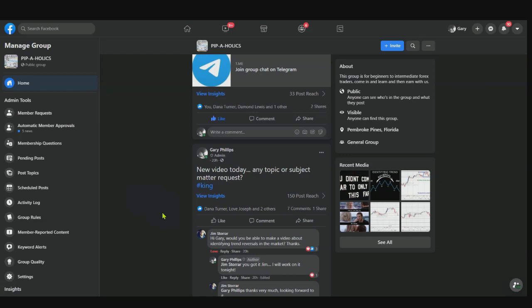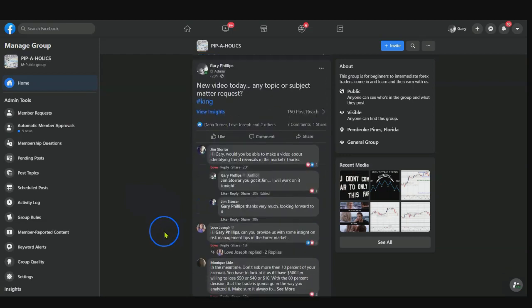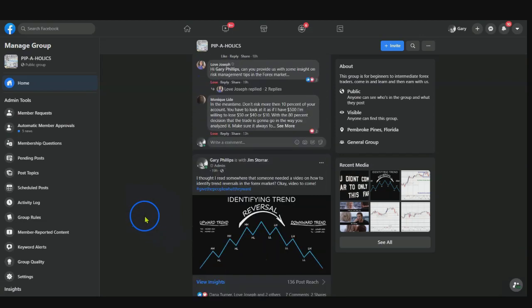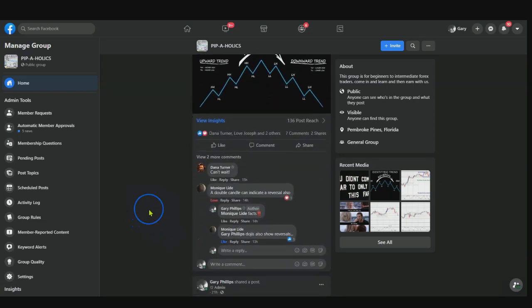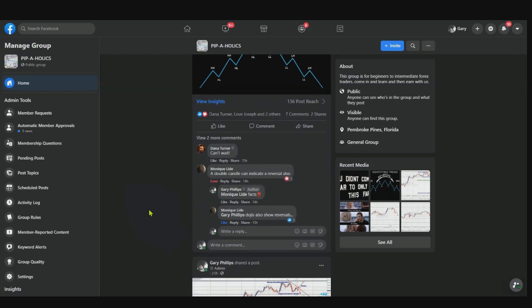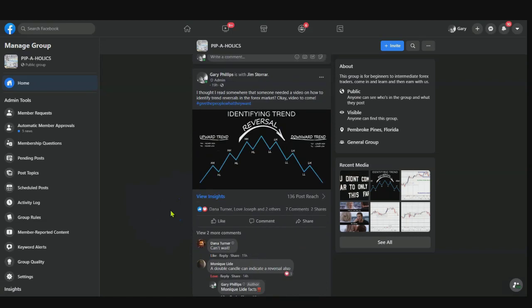And then the third part of the video, I got that idea from Monique. Monique also indicated that there are different confluences that you can look for in the market that indicate a potential trend reversal. She posted that a double candle indicates a trend reversal, and that dojis also show trend reversals. So she's talking about candlestick formations, which she's spot on with.